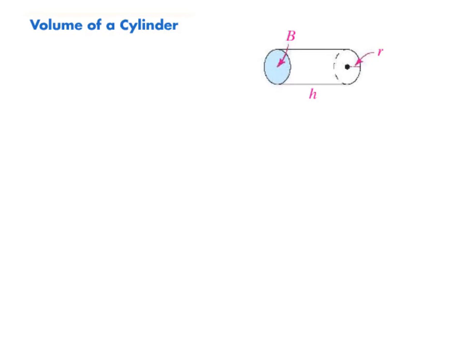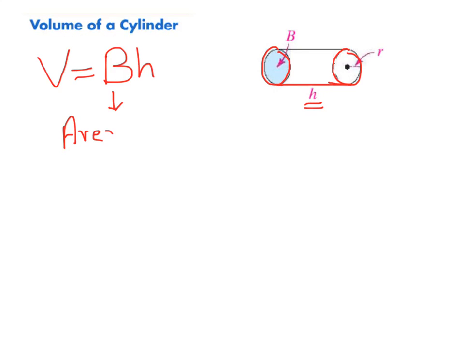Now let us find out what is the volume of a cylinder. Now in a cylinder, the shape of the base is a circle, and the distance between the two bases is called the height of the cylinder. The formula to find the volume of a cylinder is BH, and B is the area of the base, and in case of a cylinder, the shape of the base is a circle, and H is the height of the cylinder, which is the distance between the two bases.